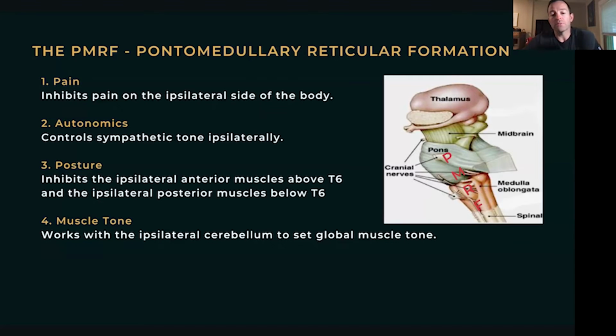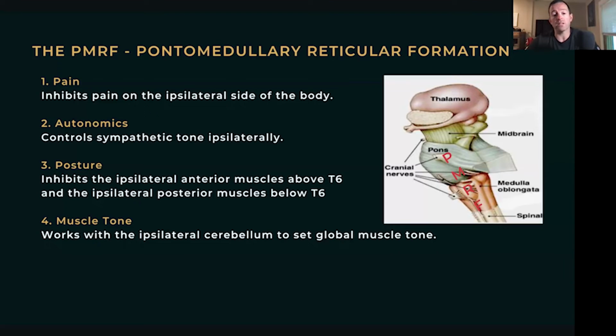Posture inhibits ipsilateral anterior muscles above T6 and ipsilateral posterior muscles below T6. This is way more detailed. It goes much, much deeper than this, but there are specific muscles that are related to PMRF function. And when your PMRF is not doing its job properly, that means it could be failing to inhibit certain muscles. And so you can have postural issues that are a dead giveaway that you might have a PMRF issue. And they're very common postural issues.